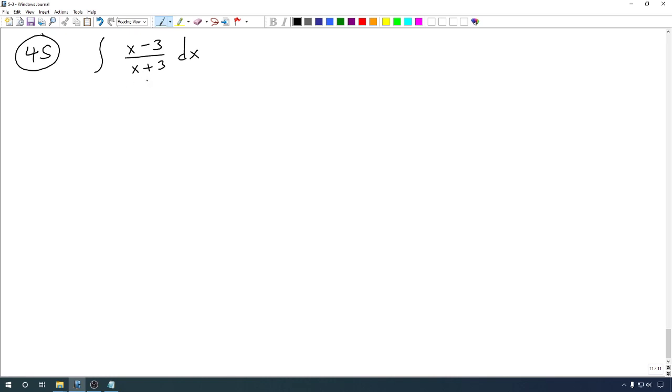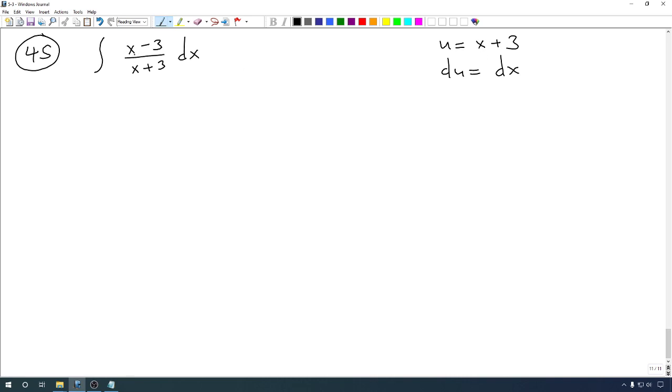Now, you might think that the obvious substitution might be just let x plus 3 be u. And that may not work. But maybe we can make it work. Let's try it. Set u equal to x plus 3. Of course, there du is just dx because the derivative of x plus 3 is 1.